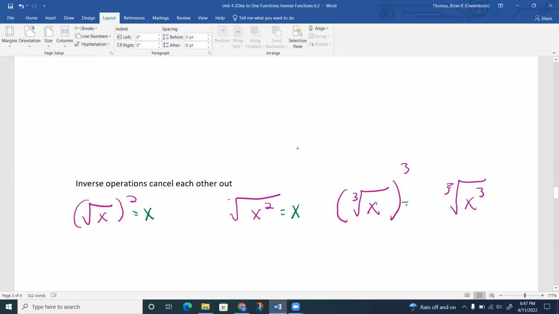Similarly, the cube root of x cubed, those are inverse operations, and that just becomes x. Those cancel each other out. Or if we have the cube root of x cubed, again, those are inverse operations. They cancel each other out, and that gives us x.